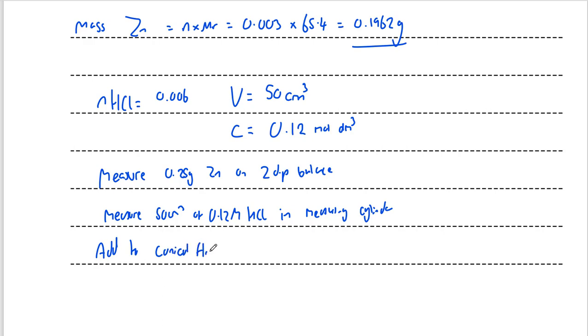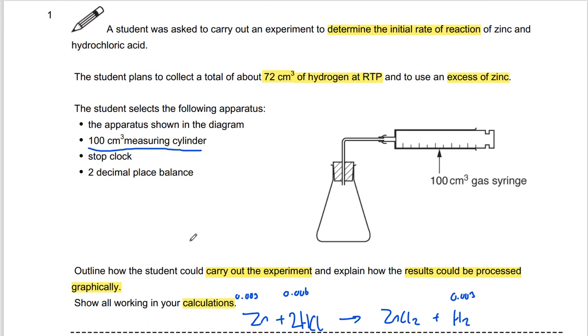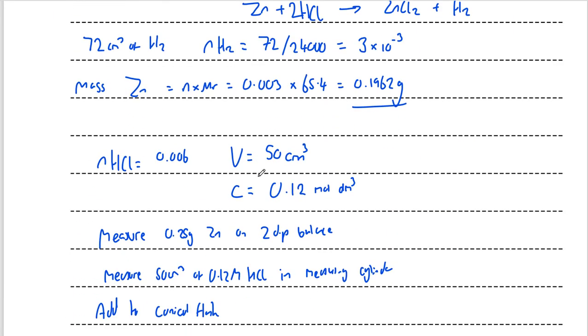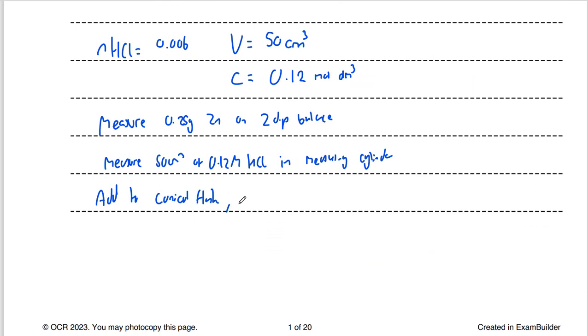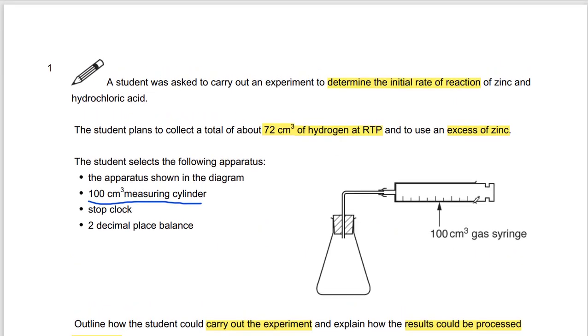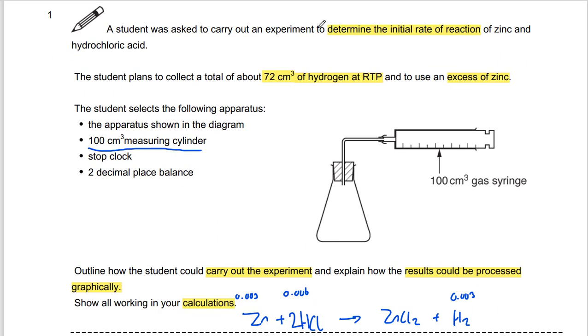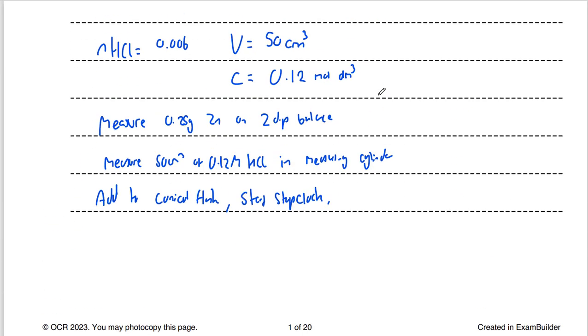and then what apparatus have we got? So again, stop clock. So we add them in there. Start the stop clock would be a sensible thing to do then. So start stop clock. And then in order to measure the rate of reaction, we need to measure how much hydrogen is produced at a set time interval. To determine the initial rate of reaction, we need to know how much gas we're getting at certain times. So that means essentially every 10 seconds, every 20 seconds, measure the amount.